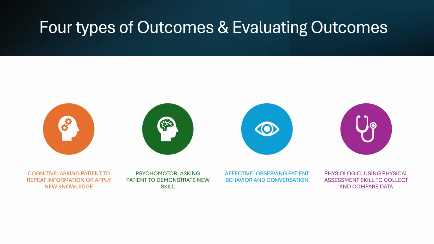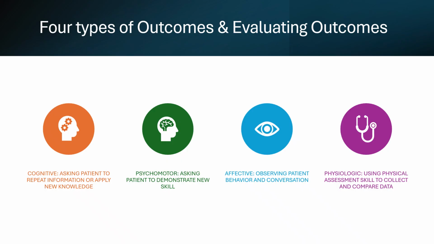Physiologic outcomes: these are physical changes in the patient's health status, such as improved vital signs, wound healing, or reduced pain. To evaluate these, you use physical assessment skills to collect and compare the data. By 11/15/25, the patient's leg ulcer will show a 50% reduction in size and no signs of infection. This is tangible evidence of healing.